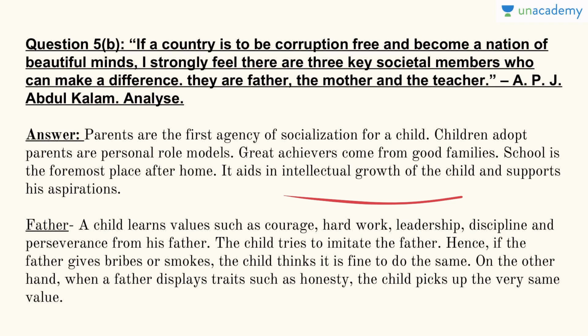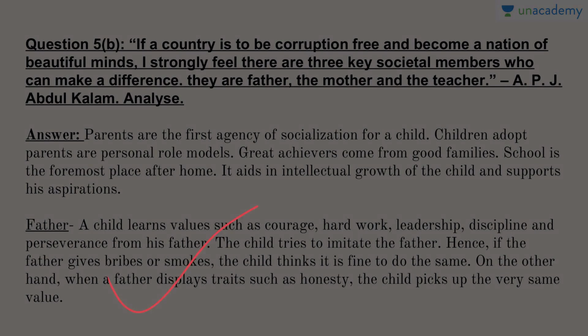So values, all the values of the parents that indirectly come in the children, such as courage, hard work, leadership, discipline, perseverance from his father. Now child tries to imitate the father a lot. Hence, if the father gives bribes or father smokes or father is promiscuous, child will also tend to think these are normal things, and they also can use bribery, smoking, and being promiscuous. On the other hand, when a father displays traits such as honesty, child picks up the very same value.